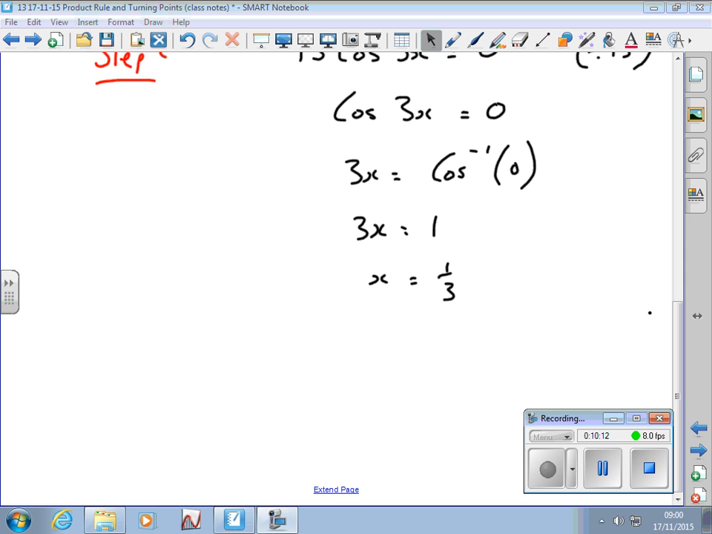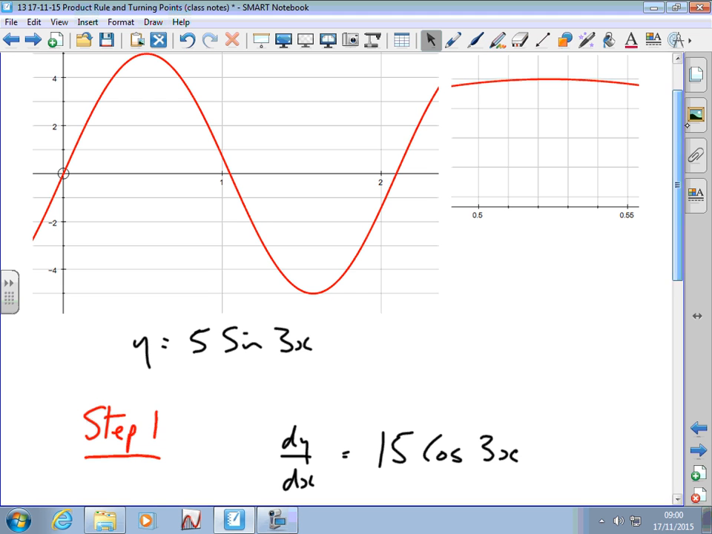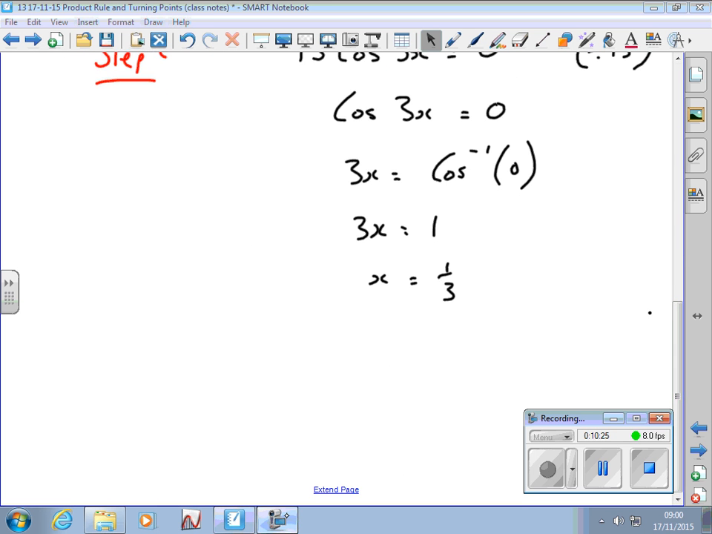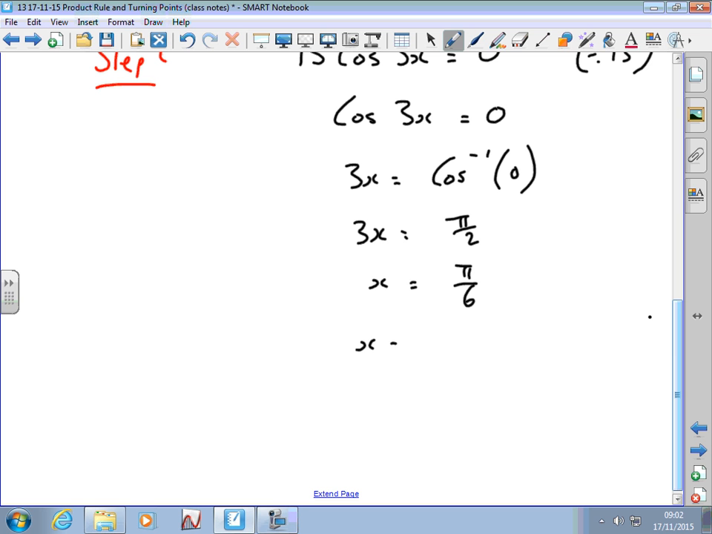Let's look back at the function. Yeah, so cos to the minus 1 of 0 is pi over 2. So x equals pi over 6, dividing both sides by 3. So x equals, what's pi divided by 6? Bobby?